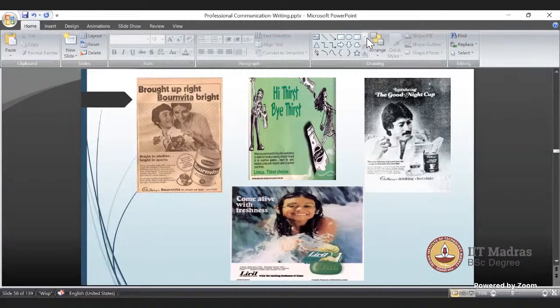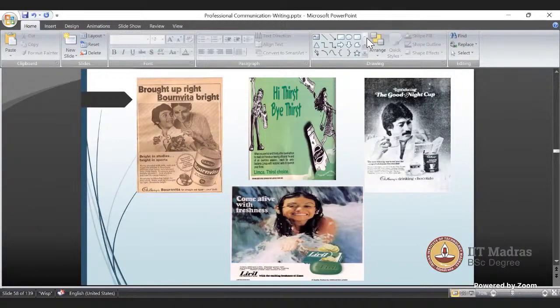The second one, I thirst, by thirst. Okay, that's the most fragmented it can get. By thirst, by thirst. Same thing. You don't have any subject, you don't have any verb, you have nothing. You just have, like, say, a phrase. I thirst, by thirst. Okay. Introducing the good night cup. The third one, the Cadbury's ad.